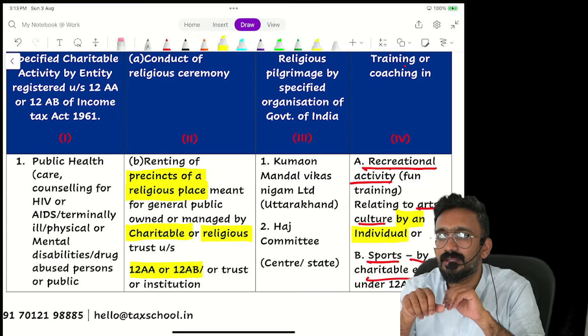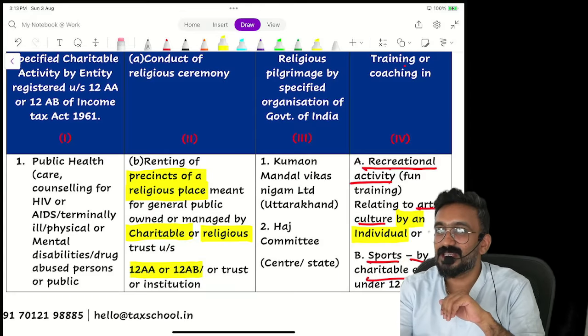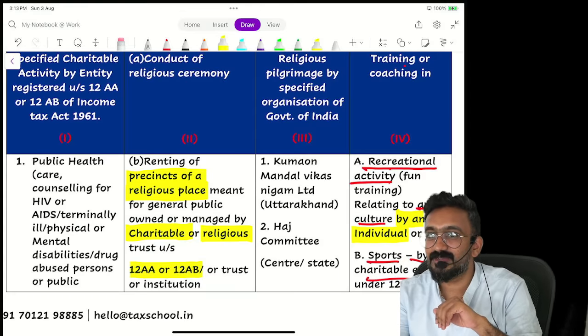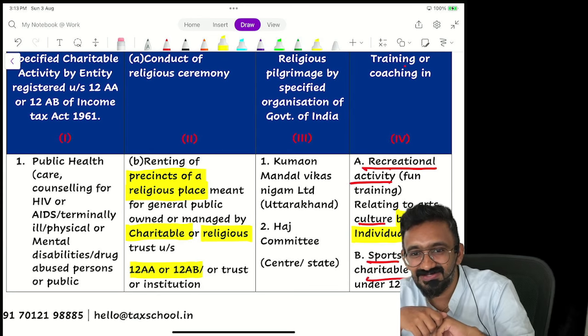Taxable. Why? It's sports. When it is sports, it cannot be an individual. The specified supplier is whom? A charitable entity. Changed. Are you guys understanding?